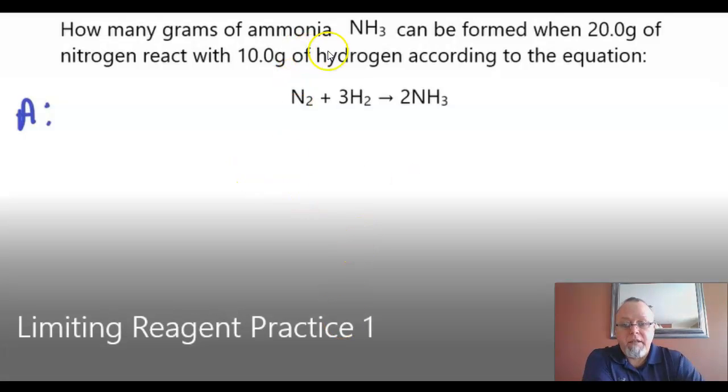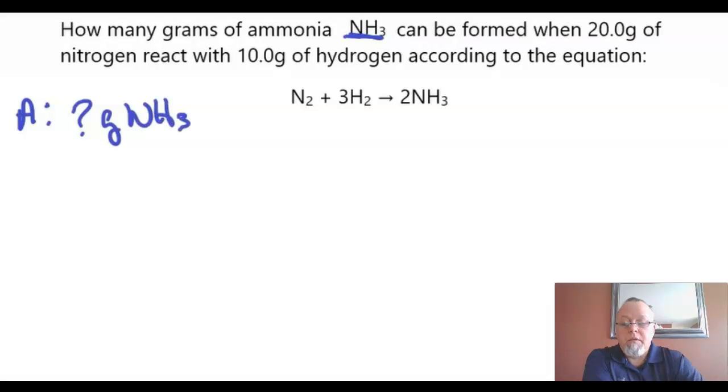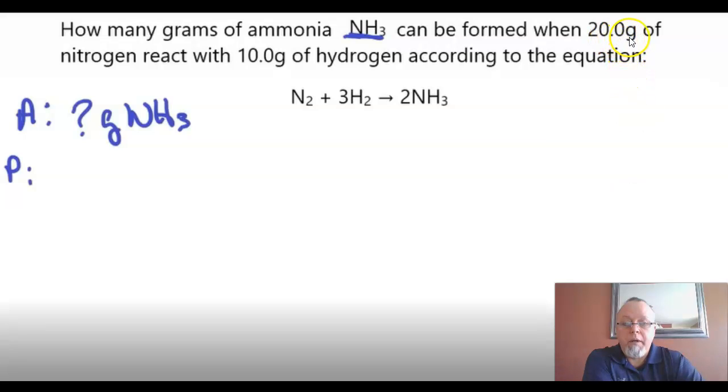So what is it asking? It's asking us how many grams of NH3 will be formed. Well, this is really a two-part problem, two different things. We need to go from 20.0 grams of nitrogen, and we also need to go from 10 grams of hydrogen. So we're going to start out with 20 grams of nitrogen. From here, we need to go to what?